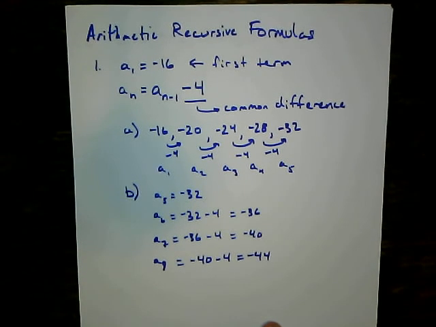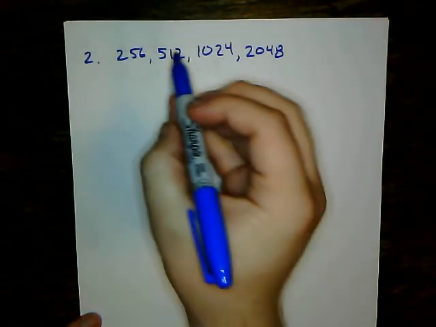So let's take a look at our next problem here. We are given a sequence 256, 512, 1024, and 2048. Now we would assume maybe it's arithmetic. Let's check if it's arithmetic.